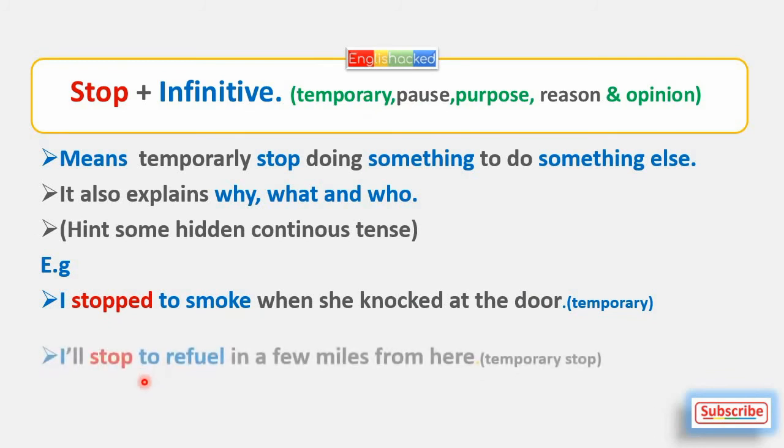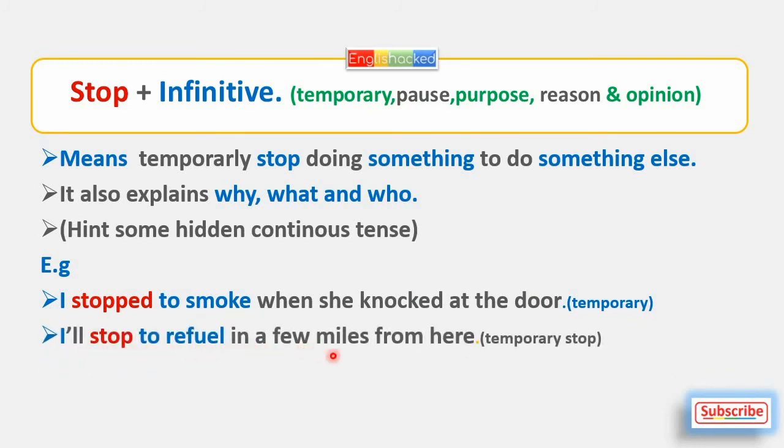Good. The next example, I will stop to refuel in a few miles from here. It's a temporary stop, so I'm planning to do something in the future. It's a temporary thing I would do in the future. I will stop. I'm driving now, but the reason I'm stopping is to refuel.